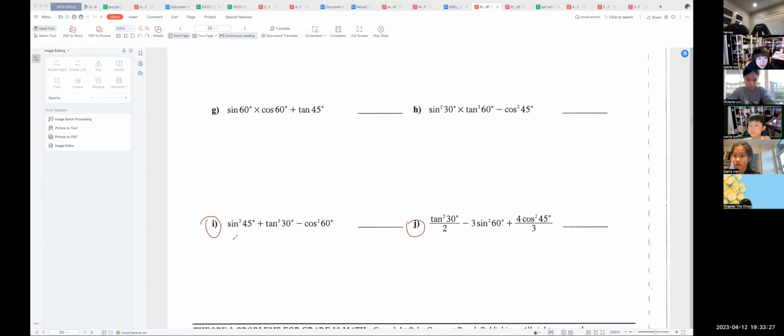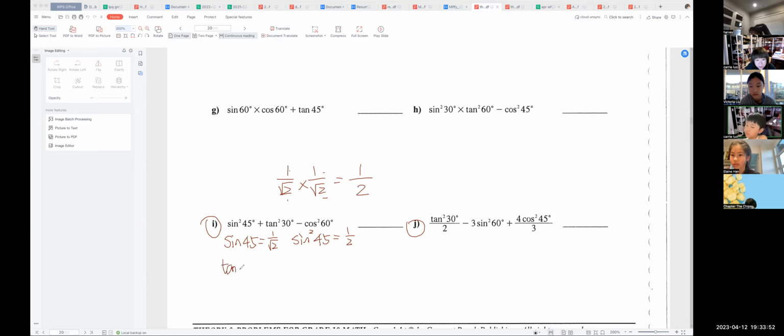Okay, so let's take a look at this one. The first one. Who can tell me what is the answer for sine 45? One over square root 2. Very good. So sine squared 45 equals what? 1/2, right? So square root 2 times 1 over square root 2. So 1 times 1 equals 1. Square root 2 times square root 2 equals 2.